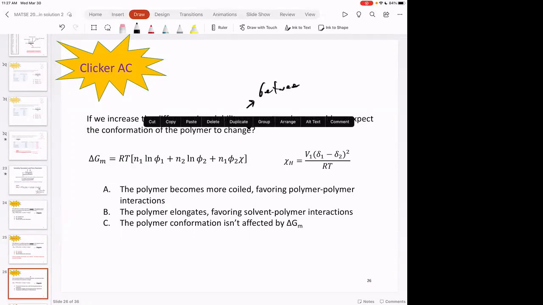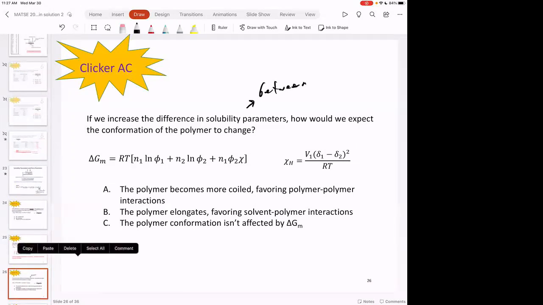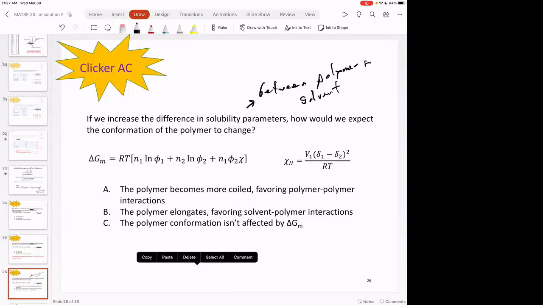And so if we increase the difference in solubility parameters between polymer and solvent, how would we expect the conformation of the polymer to change? So the conformation is describing the idea that how big is this coil? Is it an expanded coil? Is it a collapsed coil?